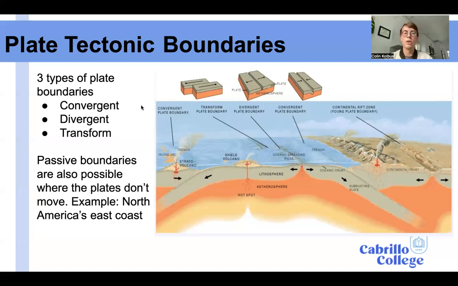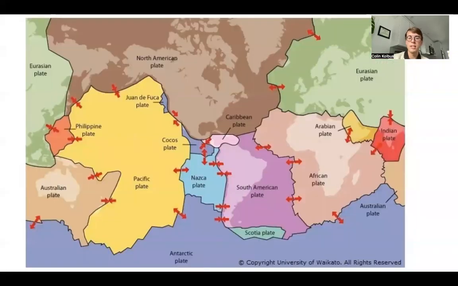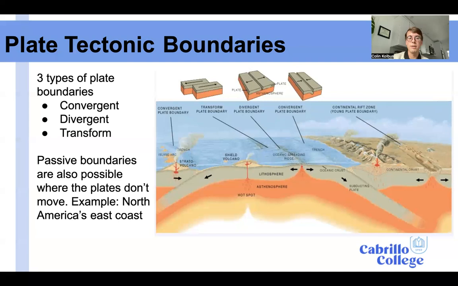Passive boundaries are also possible where plates aren't moving at all relative to each other. And a great example of this is the North American East Coast, which also sits on a plate boundary. Well, I guess you can't see it in that video picture, but there is a boundary over there, but it is not active. There's no motion happening relative to each boundary.